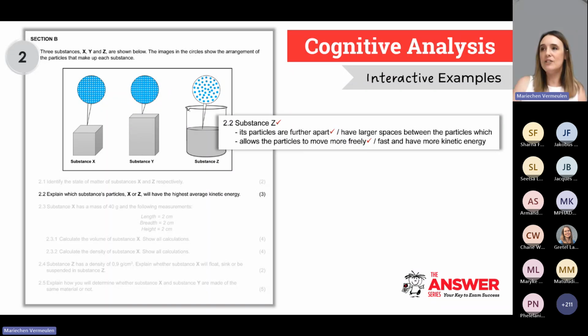Okay, anyway, Adriette, you can post the poll for this question and then we can have our vote for question 2.2. Is this low, middle, or high?